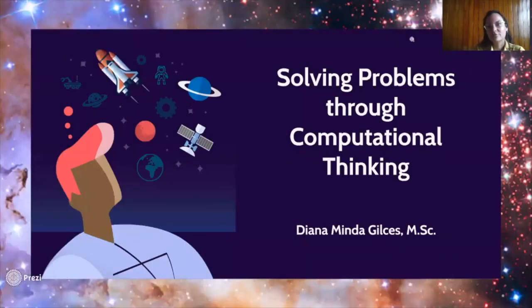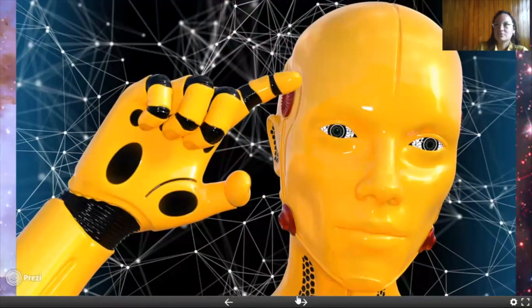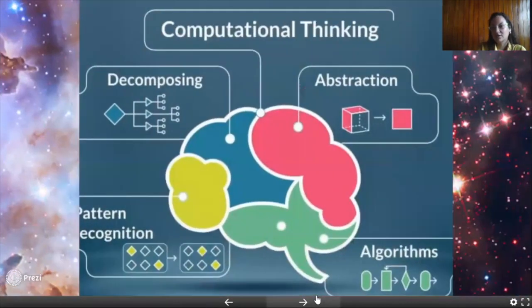I am the local lead for San Borondón, Guayas, Ecuador, and I will be speaking today about solving problems through computational thinking. When we hear the term computational thinking, we tend to think about computers, robots, and artificial intelligence. But actually, no, computational thinking is not only about computers or machines. Computational thinking is actually a process by which we solve complex problems.